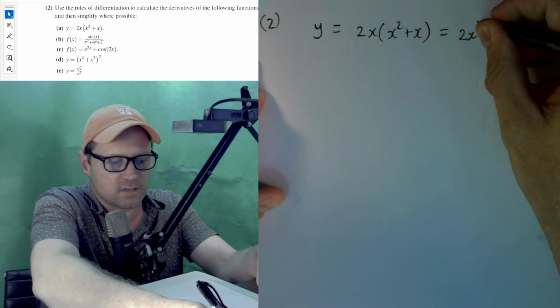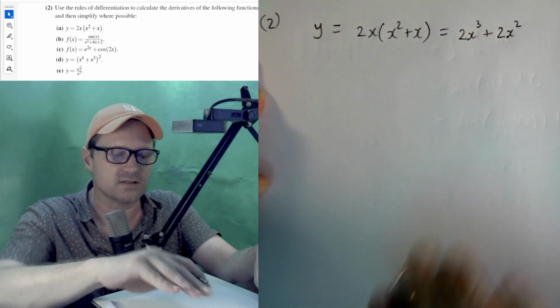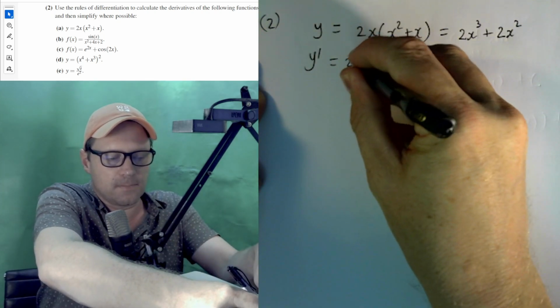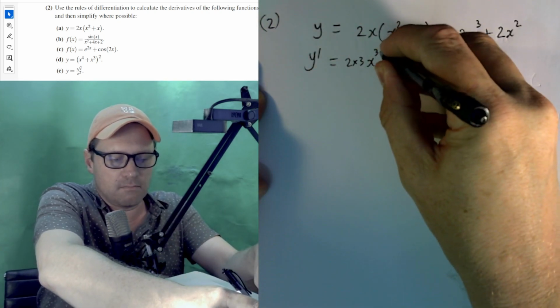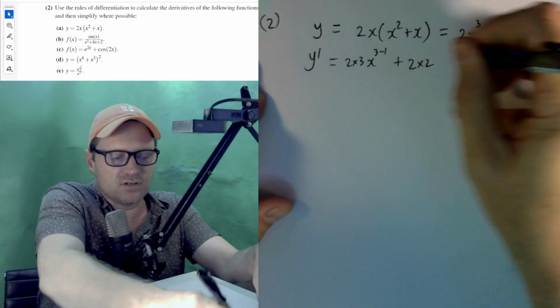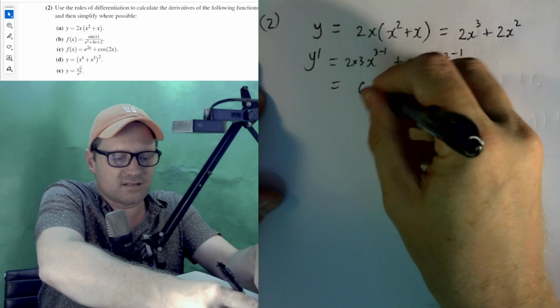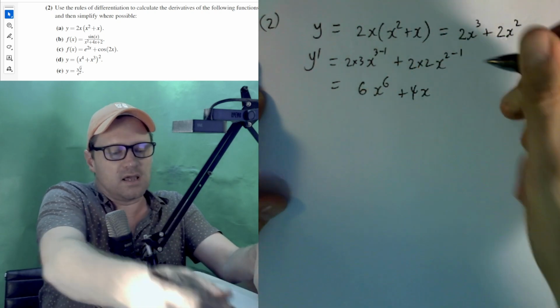We have 2x to the power of 3 plus 2x squared. Okay, and so let's differentiate this. So y dash is 2 times 3, x to the power of 3 minus 1, plus 2 times 2, x to the power of 2 minus 1. Okay, so simplifying this, we have 6x squared plus 4x to the power of 1.